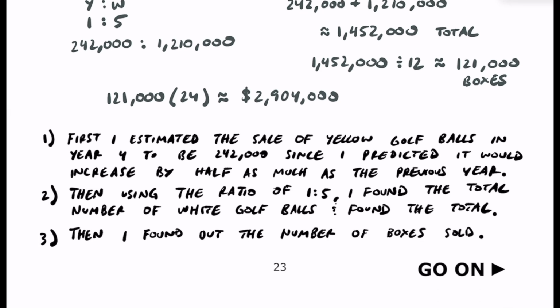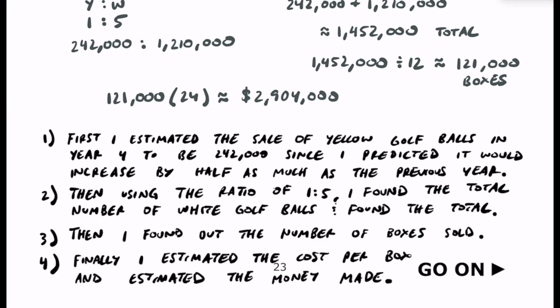And then for a final statement here, I think we can conclude with saying that we use the number of boxes with the estimated price per box to find out the total amount of profits, the amount of money they would make in year 4 for all of those golf balls. So you could definitely type a little bit more than what I just wrote, but again, writing is going to take a little bit more time here, but hopefully that helps you see a full picture.